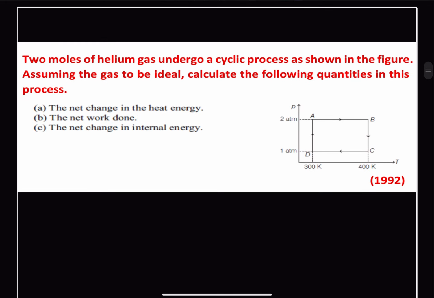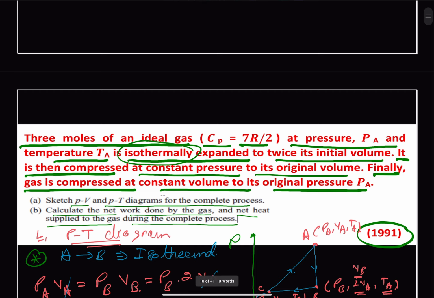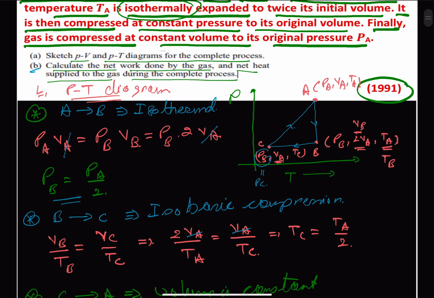It states that two moles of helium gas undergo a cyclic process as shown in the figure. Assuming that gas to be ideal, calculate the following quantities in this process. Okay, one second. I forgot to do part B, and we have to find out the net work done.